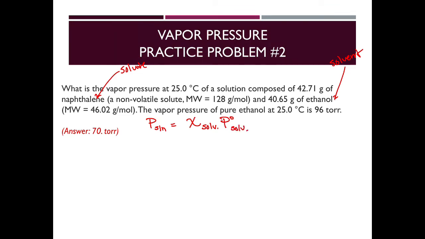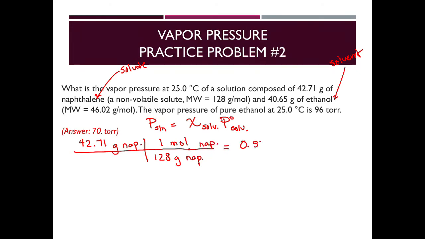So here, we have a lot of information already. We have grams of both things, so we can calculate moles of both things, so that we can calculate our mole fraction of our solvent, and then plug it into this equation. So we have 42.71 grams of naphthalene, which I'm just going to abbreviate as NAP. And it gives us the molar mass, 128 grams of naphthalene per 1 mole. So we are getting 0.334 moles of naphthalene.